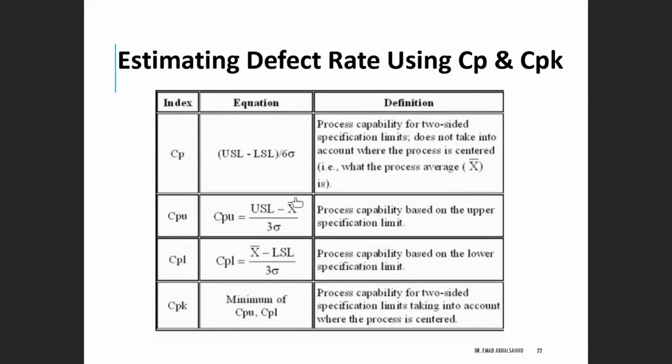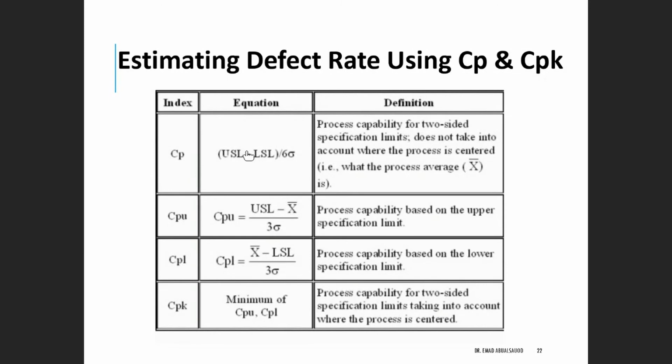If the X bar is not given, the only way to find the defect rate is using the CP, because this is the index that doesn't require the average. Now, if you have both, and maybe you have this in your mind, okay, what about if I have the average and the standard deviation?